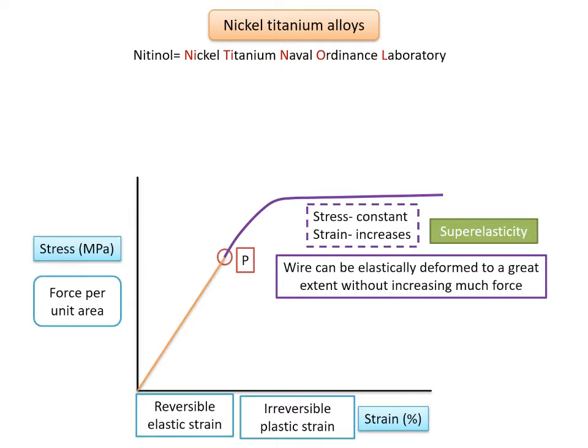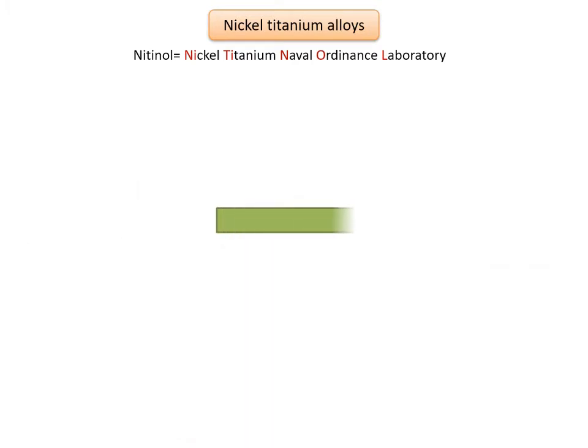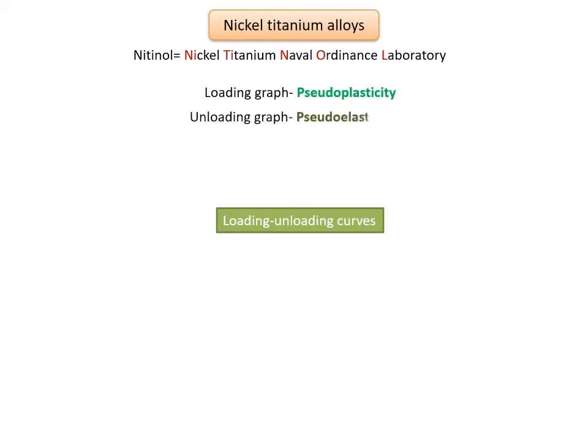Superelasticity basically refers to the very large reversible strains that certain nickel titanium wires can withstand due to the martensite to austenite phase transition. Due to this superelasticity, there is a loading and unloading graph of nickel titanium alloys, especially the alpha nickel titanium. The loading graph is termed the pseudoplastic stage, whereas the unloading graph corresponds to the pseudoelastic stage.